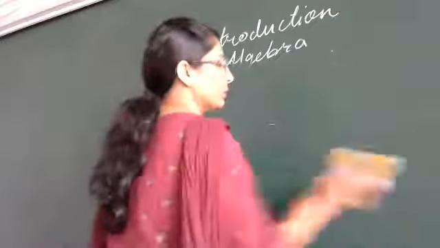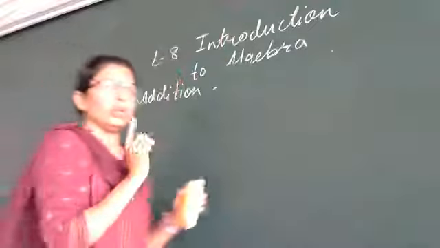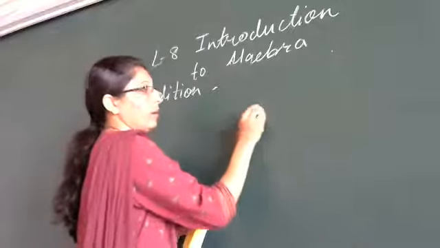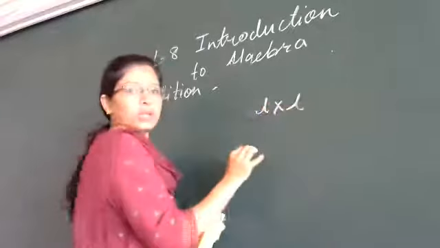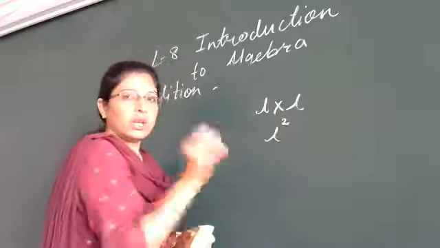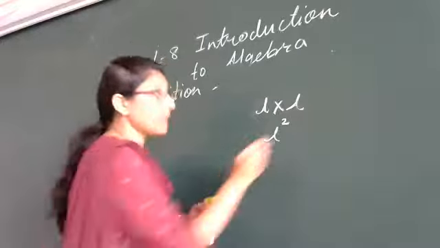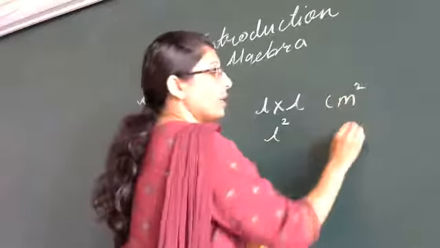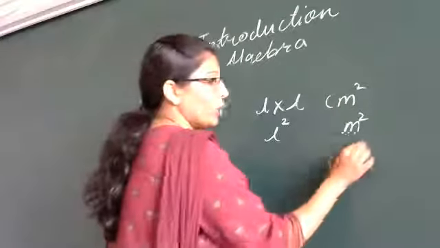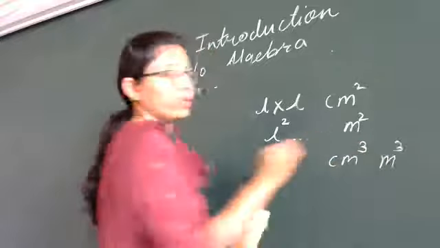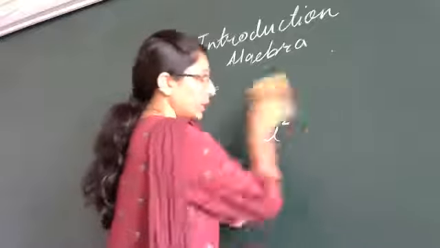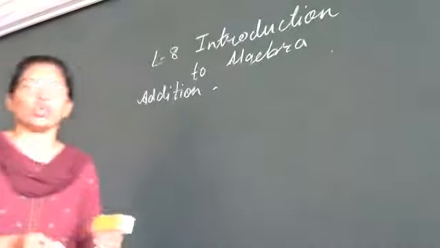Now, one more thing. During area, we had seen length into length, that is length square, 2 times. Whenever 2 times is there means square, centimeter square, meter square, I used to tell. For volume, centimeter cube, meter cube. Yes? Same here, what it is? It is exponent and base only.